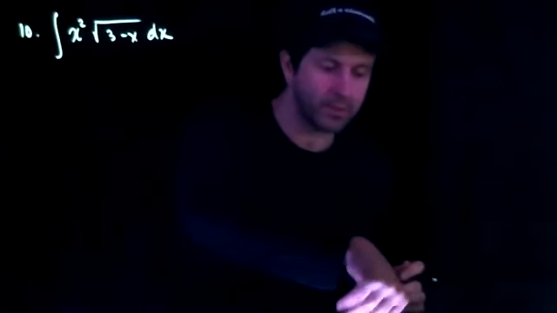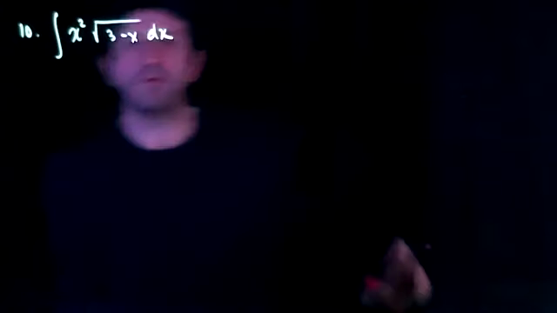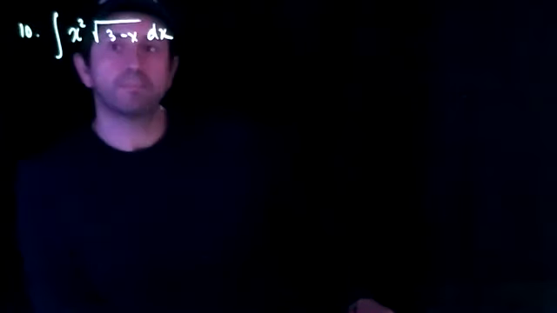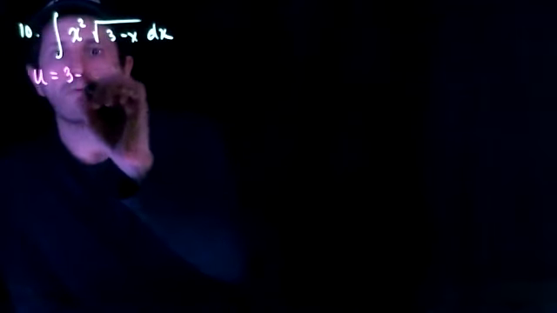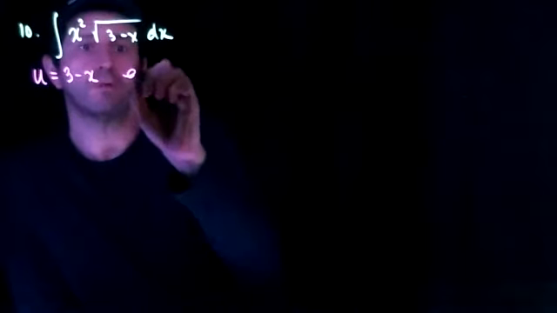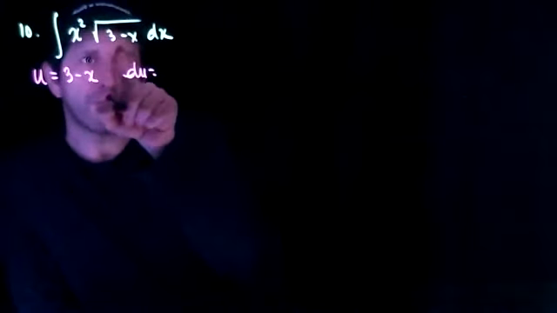Then the integral of x2 square root of 3 minus x dx. Okay, so this is number 10. So what am I going to use as a u? What do you think? 3 minus x. Let's do u is 3 minus x.